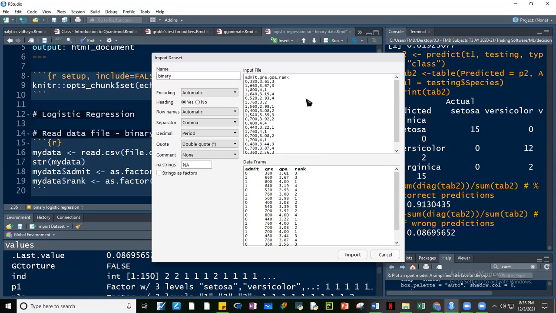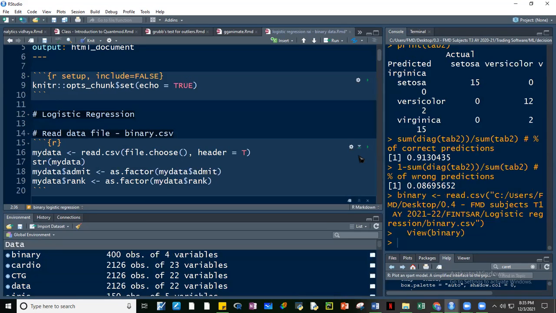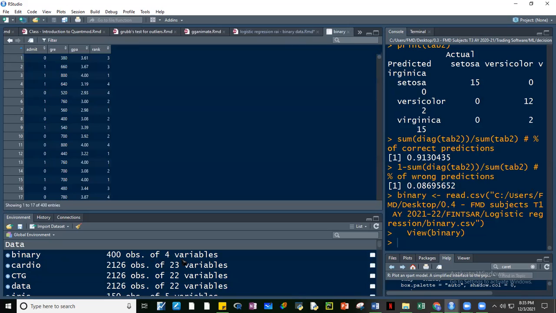Okay, so you only have here 4 variables. You can see here, binary. This is our data frame, admit, GRE, GPA, and rank. Okay, let's import this. Okay, so binary, there are 400 observations and 4 variables, admit, GRE, GPA, and rank. So do you have it, guys, now? Kindly, yes, please. Okay, good. All right, so you have here admit.